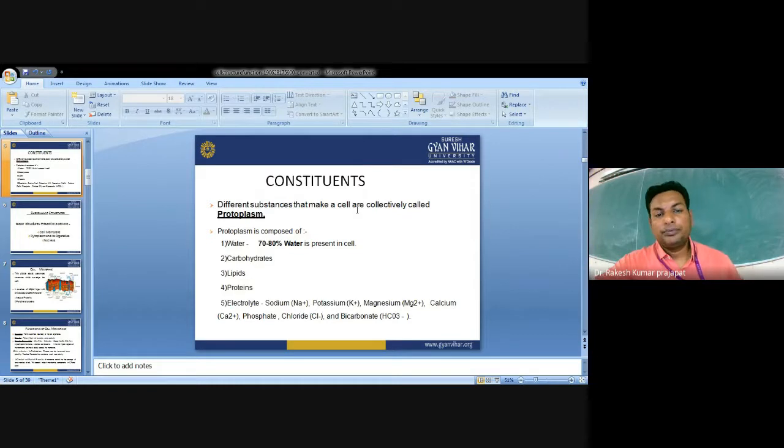Now protoplasm. Different matrix-like substances present in the cell are collectively called protoplasm. Protoplasm is composed of water, which is 70 to 80% of the cell, carbohydrate, lipid, protein, and electrolytes like sodium, potassium, magnesium, calcium, phosphate, chloride, and bicarbonate. These electrolytes maintain the electrical balance of the protoplasm.